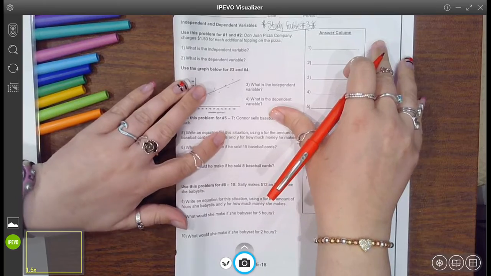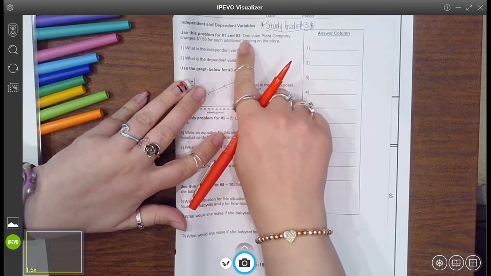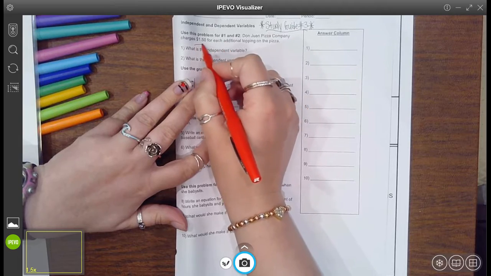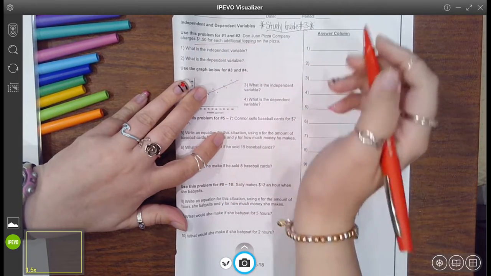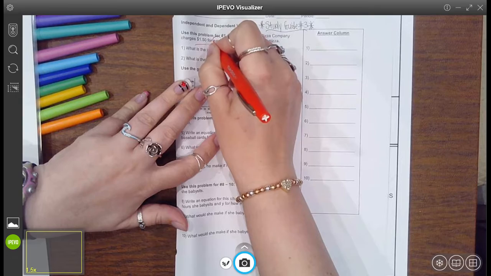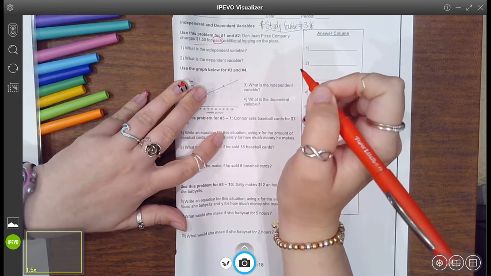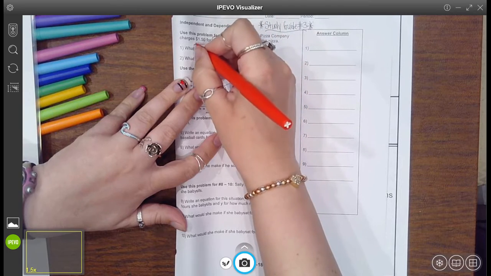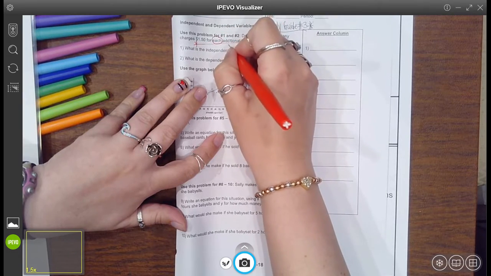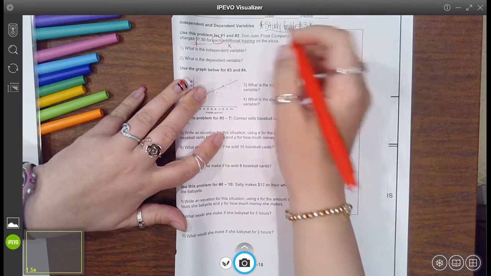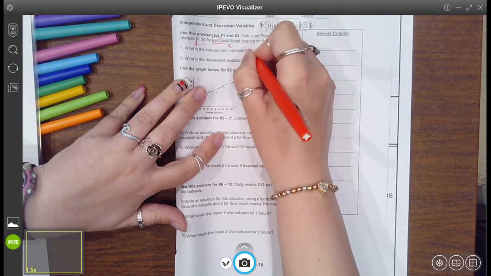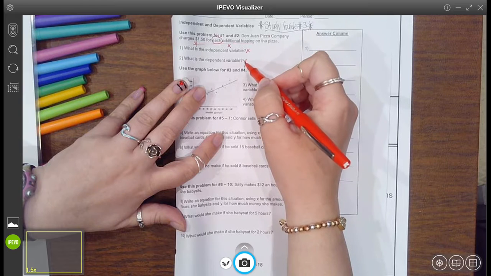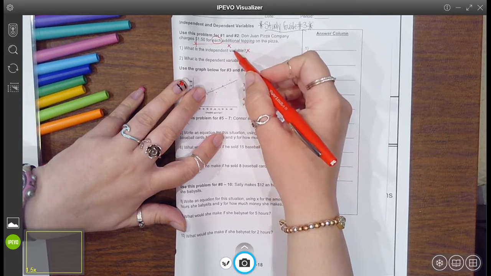Okay, number one says Don Juan Pizza Company charges $1.50 for each additional topping to go on the pizza. Remember when you see the word per, each, or every, that kind of helps identify your rate, and it separates, usually it gives you the units for your y per x, right? Your independent variable is always the x, and your dependent variable is always the y, because your answer, y, depends on what you did to x.